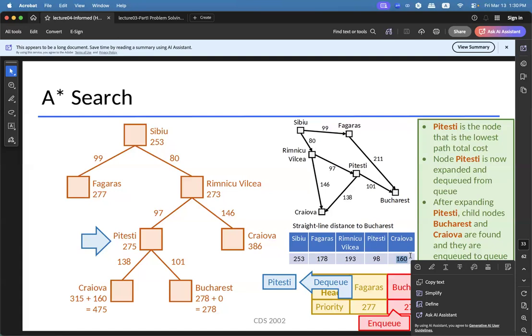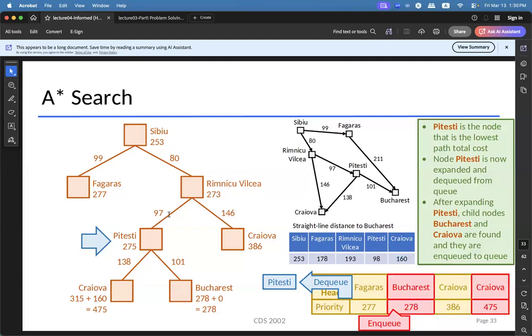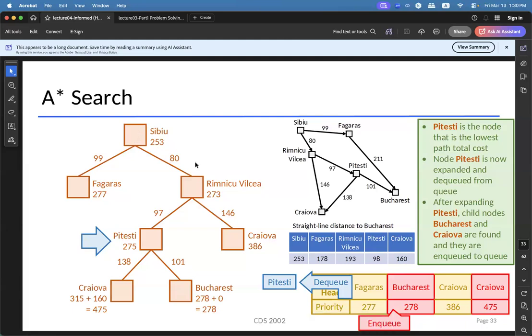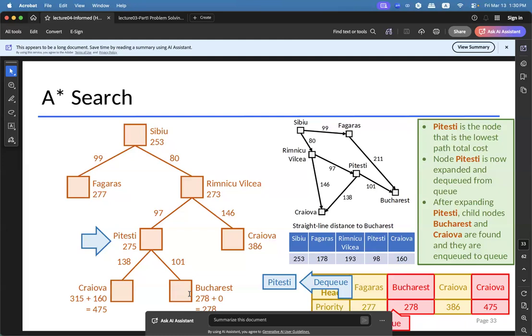The path cost of Bucharest is 80 plus 97 plus 101. As you can see here, it takes the agent to go from here to here, and to here to get to Bucharest. So from Cebu to Rimnicu Vilcea is 80. From Rimnicu Vilcea to Pitești is 97. And from Pitești to Bucharest is 101. So we add these three numbers together, and this is the path cost of Bucharest.